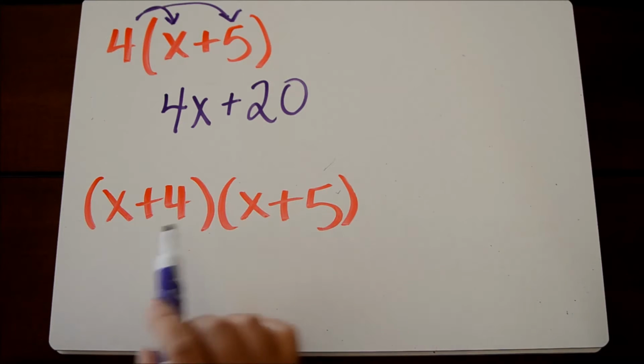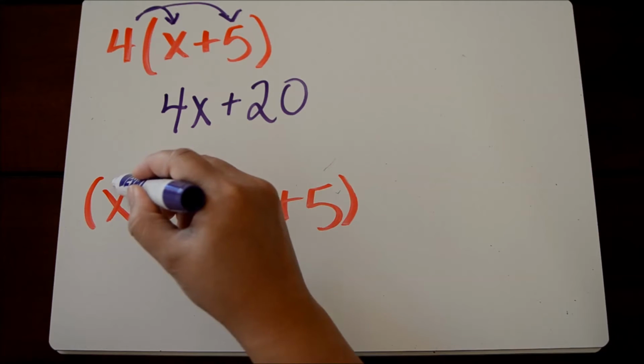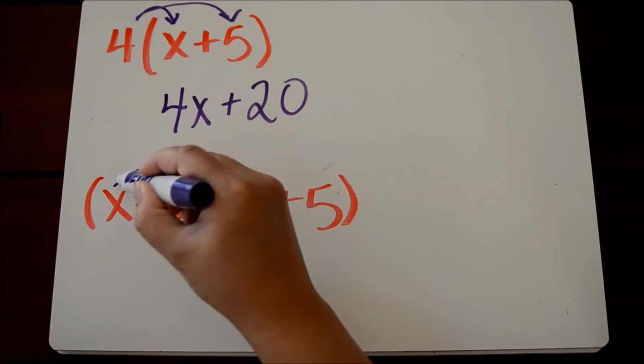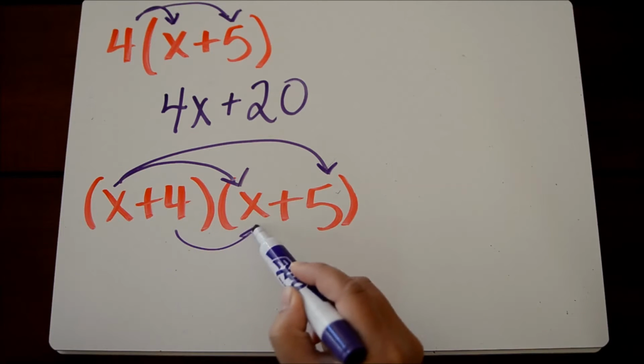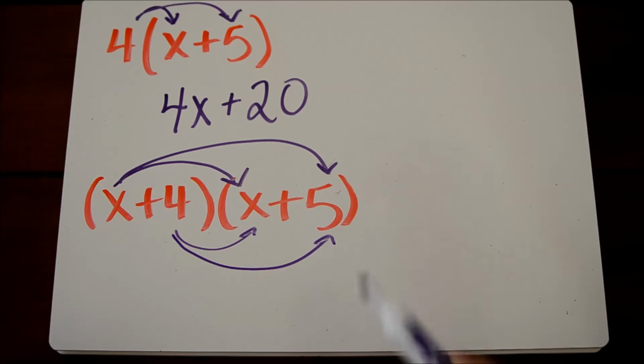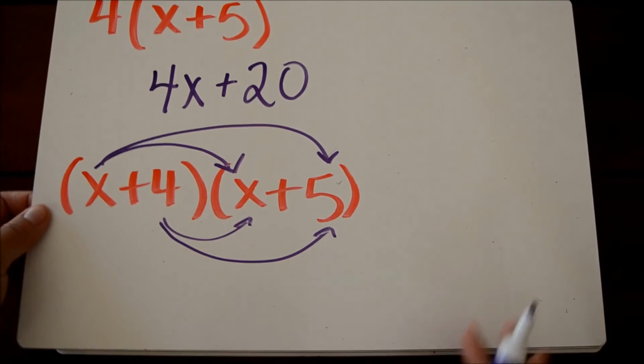Down here, we have a binomial times a binomial, which actually makes it a lot more complicated than multiplying a monomial by a binomial. Here, the x would have to be distributed to both terms in the second binomial, as well as the 4 being distributed to both terms in the second binomial. It gets a little bit messy, but there are some organizational tools that you can use.